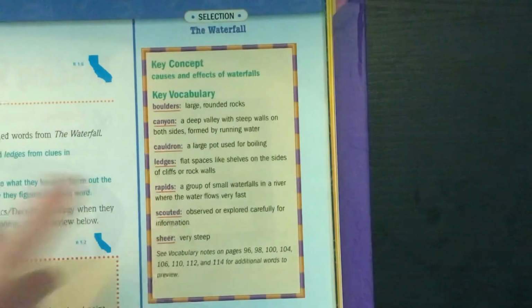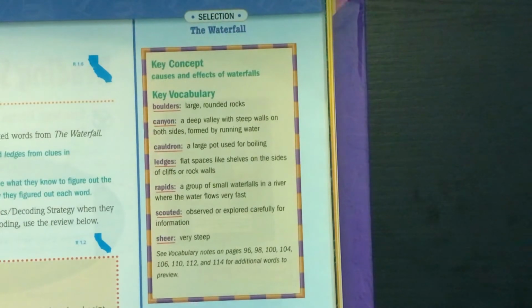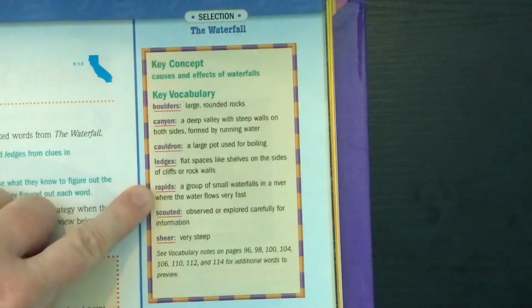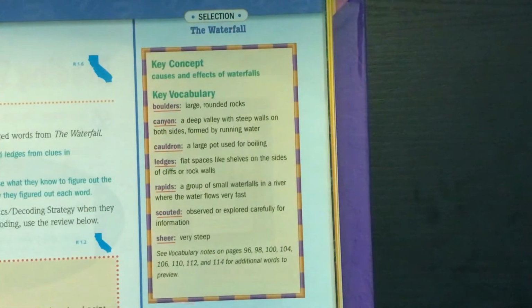The next word is rapids. Rapids. Your turn. Rapids is a group of small waterfalls in a river where the water flows very fast. You've heard of river rapids. So it really means the water's going very, very quickly. It's going rapidly. The next word is scouted.